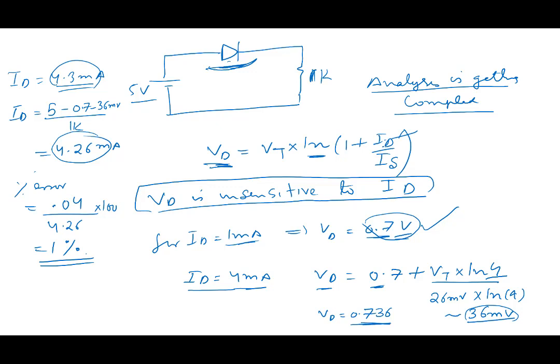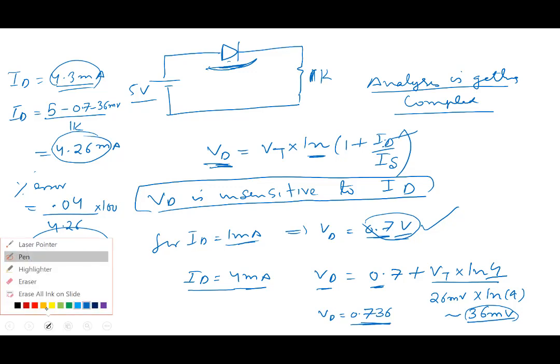All that you get is 1% error. I didn't use the accurate value, the proper value of VD. I just used 0.7. And we know that VD is not 0.7, VD is different. But the error that came was only 1%. So in that case, when we know that VD is insensitive to ID, then what we are tending to do is to simplify our analysis.